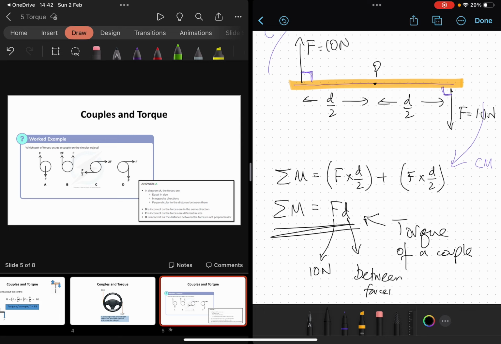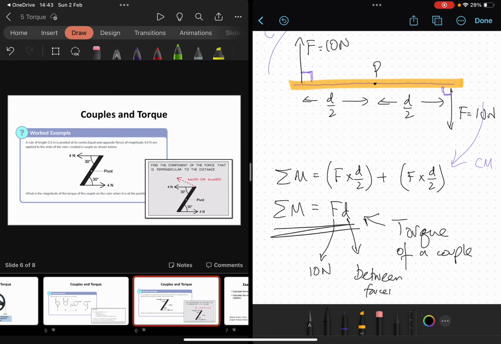So let's go through our 3 criteria. They have to be equal in magnitude. They are. They have to be opposite in direction. They are. And they have to be perpendicular to the distance between them. And they are. Okay, so despite the fact that one of those forces is acting from the circumference of the circle and one of them is acting from the centre of the circle, to act as a couple, it's those 3 criteria that need to be met.